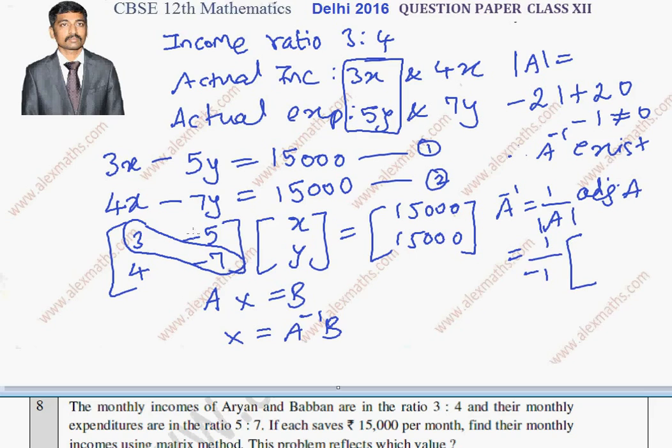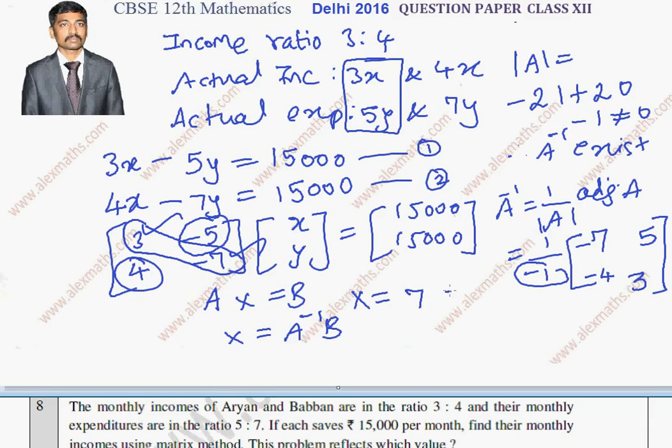For writing the adjoint A, these two elements we have to interchange. That is minus 7 and 3 here. And these two elements we have to change the sign. So minus 5 will put 5 and plus 4 I will put minus 4. Now I got the A inverse. Now the value of X is nothing but A inverse into B. Since we have a minus sign here, I will take it inside. So 7, minus 5, minus 4 and 3 is our A inverse, and B is nothing but 15,000 and 15,000.